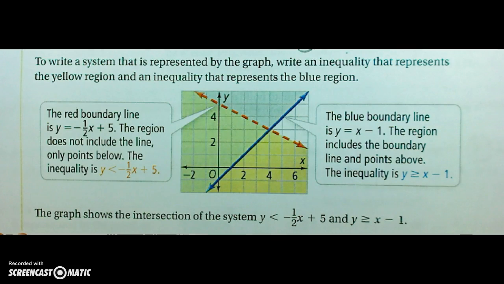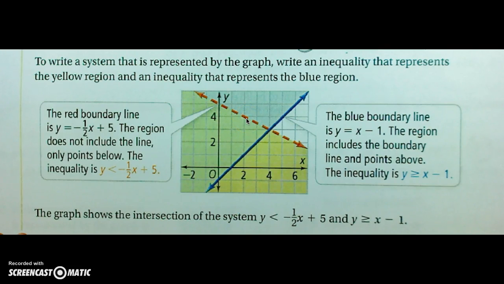Okay, to write the system that is represented by the graph, write the inequality that represents the yellow region and the inequality that represents the blue region. So now we're going to look to see how your book is telling you to do it. This is the exact same thing. The red boundary line is y is equal to -1/2 x plus 5. So we're coming in at the 5 on the y-intercept. We go down 1 and out 2, so there's our slope.